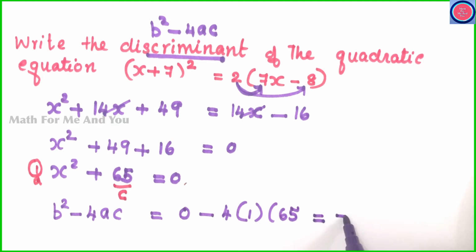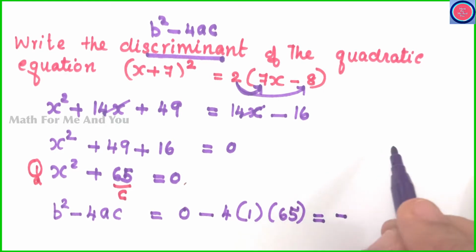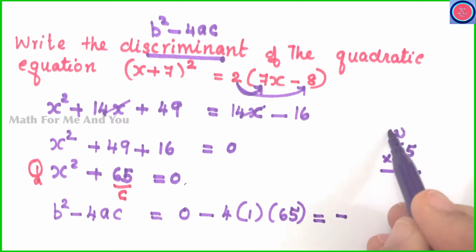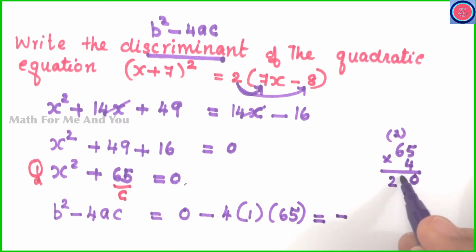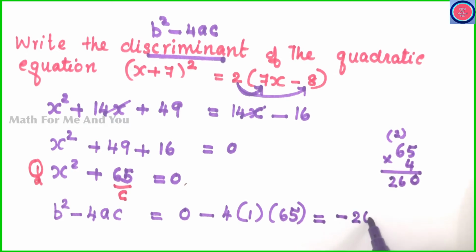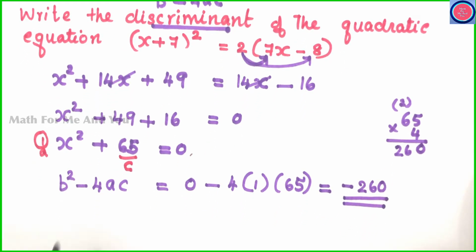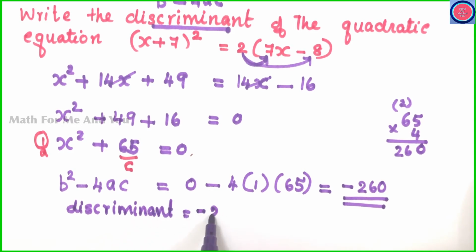Then we get the answer minus 4 times 65. 65 multiplied with 4: 4 5s are 20, then 4 6s are 24 plus 2 is 26. Minus is there, so we write the answer 260. So we get b square minus 4ac equals minus 260. What is b square minus 4ac? This is the discriminant. See the question, write the discriminant. So we can write discriminant is equal to minus 260.